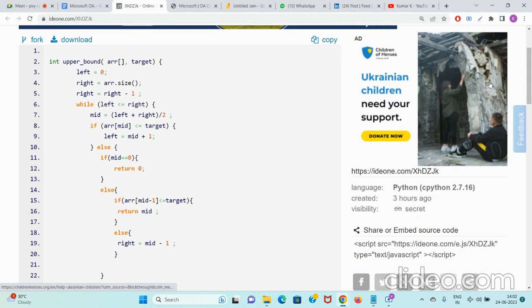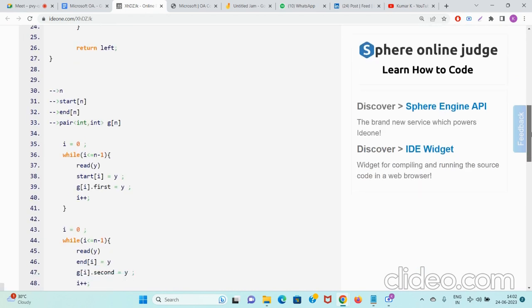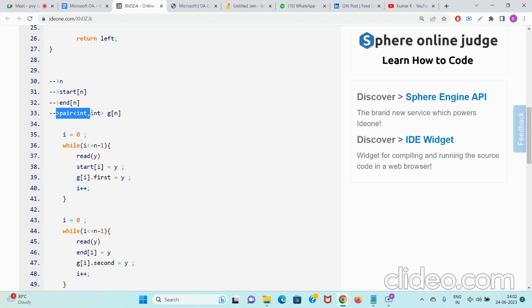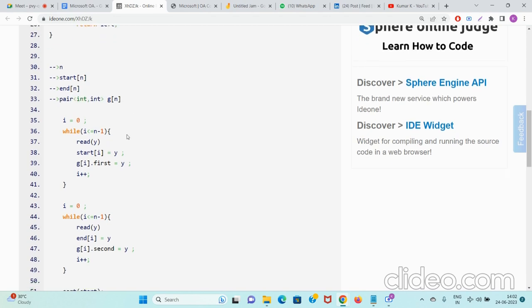So guys, let's go to our important stuff. Guys, see, this is the pseudo code. N is what? The number of intervals. Start array will store all the starting pointers of the intervals. End array will store all the ending pointers of all the intervals. Okay. And this pair will store the start pointer also, end pointer also. So I run a loop from 0 till n minus 1. I read the starting pointer.